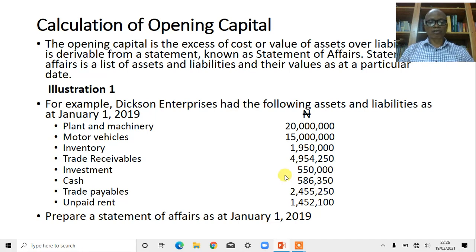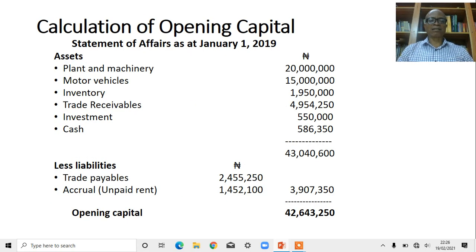Now let's look at how to prepare the statement, which we are required to do. Let's look at the statement of affairs as at January 1, 2019. All the assets are listed with their accompanying balances: motor vehicles, plant and machinery, inventory, trade receivables, investment, cash. The total assets listed here for this exercise is 43,040,600 naira. Now let's look at the liabilities.